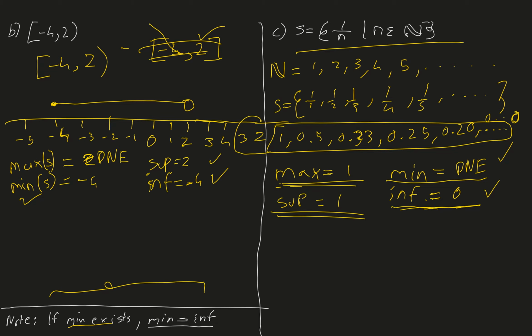In the previous part B, the minimum is -4, the infimum is also -4. So whenever the minimum exists, the infimum is equal to the minimum, and whenever the maximum exists, the maximum is equal to the supremum.